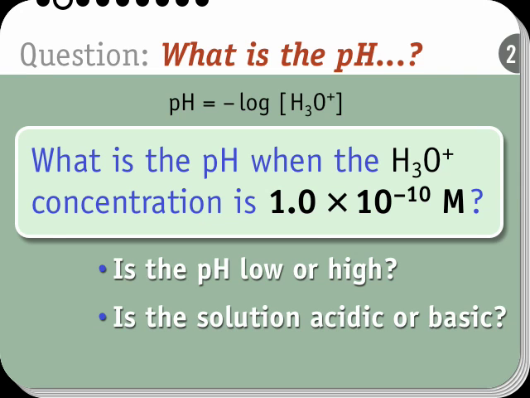Let us now find the pH of a solution with a hydronium ion concentration of 1 × 10 to the minus 10 moles per liter. This is a very low hydronium ion concentration. So if you predict that the pH would be high and the solution basic, you would be correct. Let's do the calculation on the next slide.